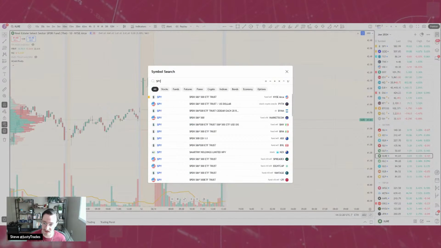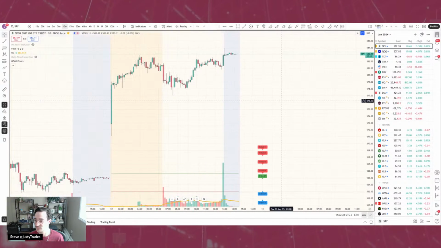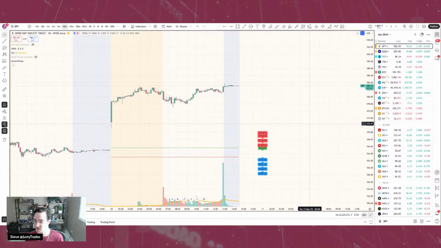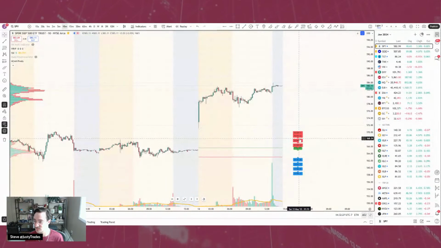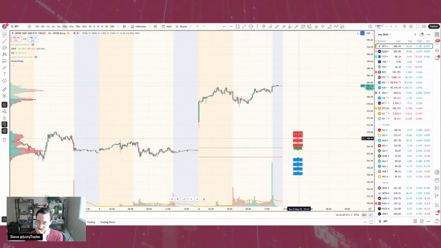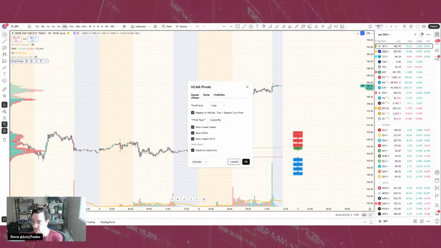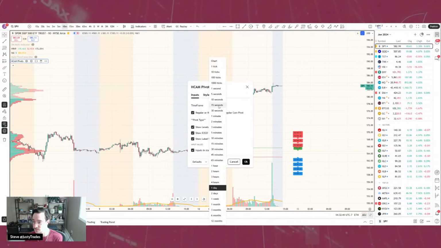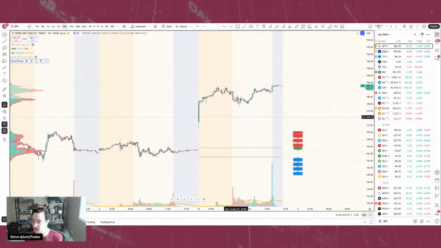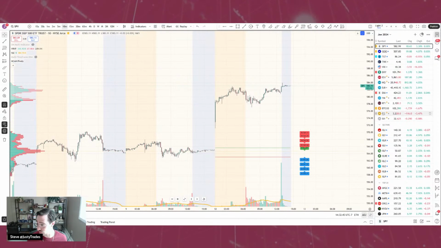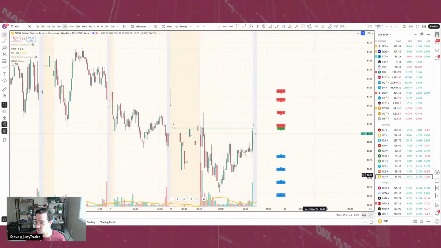So let's pull up SPY and see how far we got. My indicator's messed up for some reason here. Wonder why that is. I won't waste your time. We will use a non-mooning chart just for a better example.